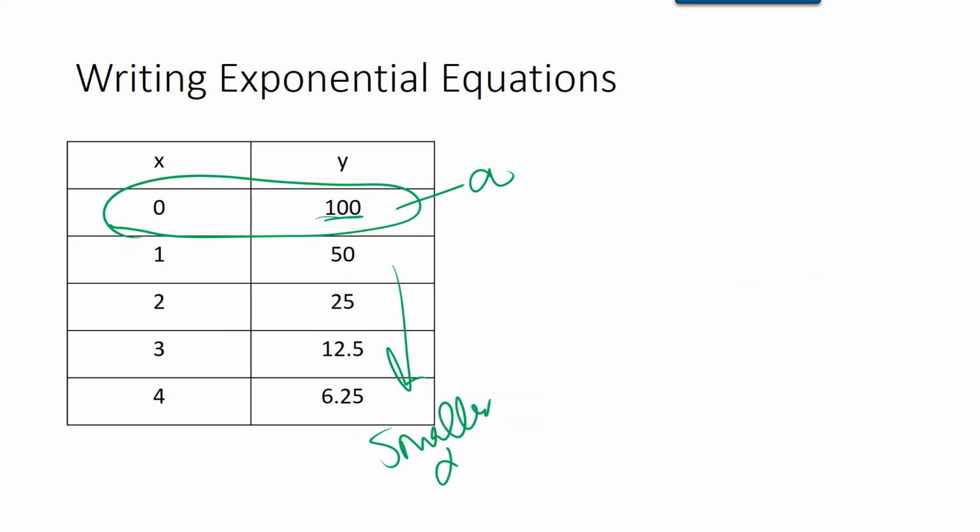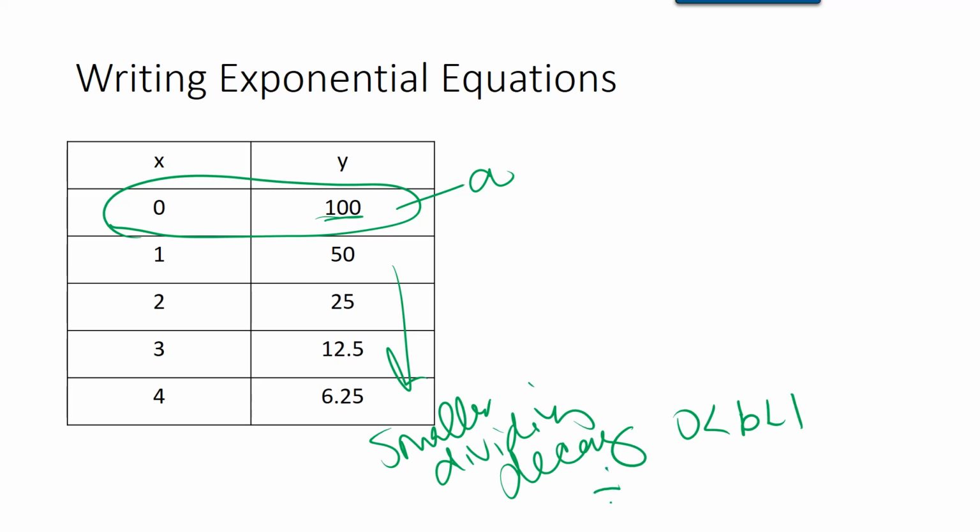Okay, this implies that I'm dividing, which means this is decay because decay is getting smaller. Now, remember I said when it's decay that b value needs to be between 0 and 1. And we can't write "divides by whatever." We have to change that into a fraction. So we know we have to do that for this problem. See if we can figure out what that b value is.